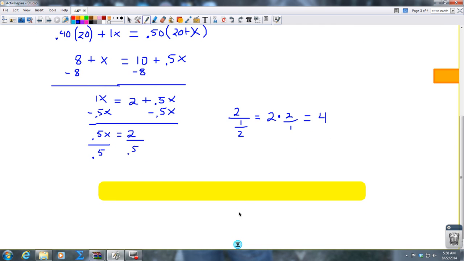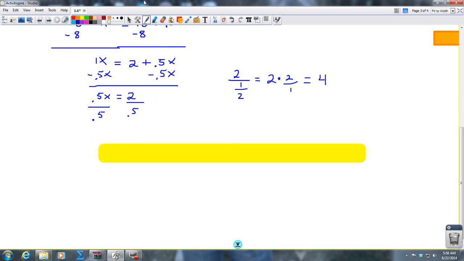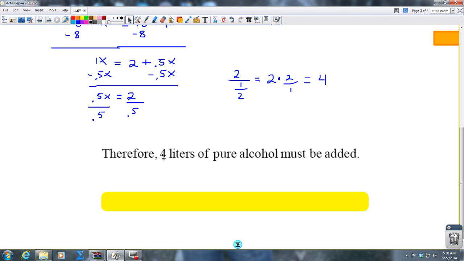I'm going to go ahead and move this down just a little bit. And underneath this little yellow rectangle here, therefore, 4 liters of pure alcohol must be added. 4 liters of pure alcohol must be added to create that 50% mixture that we needed.